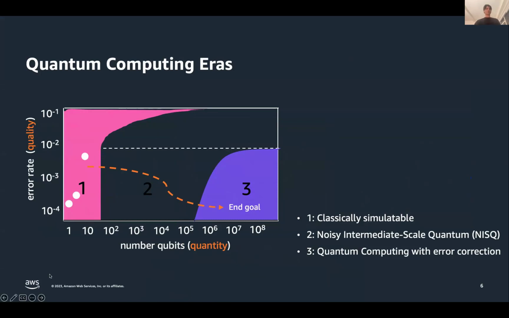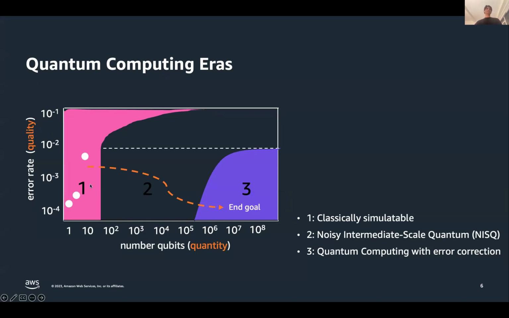In this diagram, on the x-axis, I'm showing the number of qubits, that is the quantity, and on the y-axis is the quality. Quality is in terms of error rate, right? So the lower the error rate, the higher the quality of the qubit, and the higher the number of qubits, the better it would be, right? So where we want to be is a very high number of qubits, but very low error rates. That is the end goal, region number 3. That's where we want to be. That's where all the fun part is, where we have high quality qubits, where we can do fault tolerant quantum computing and so on and so forth.